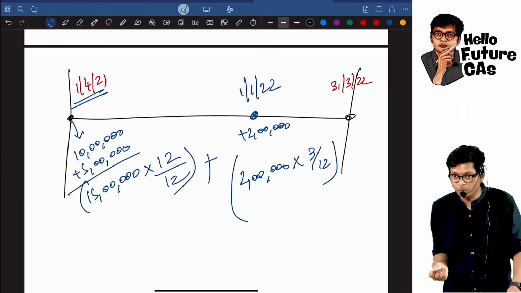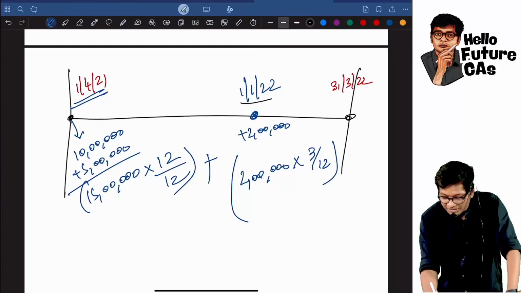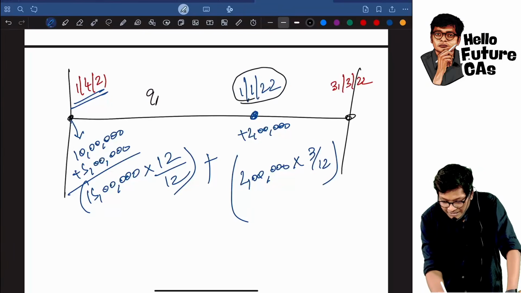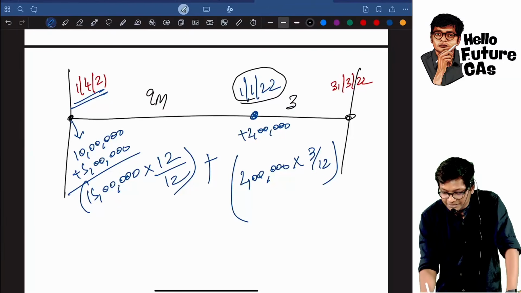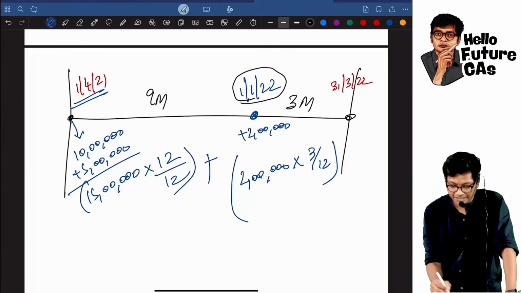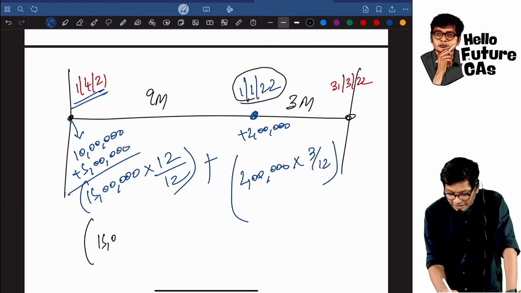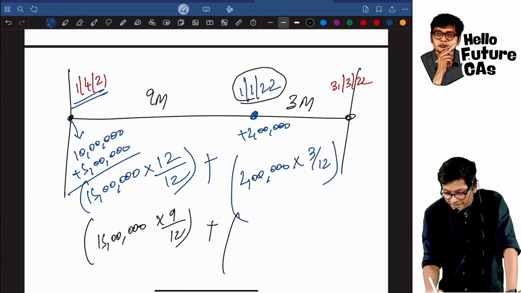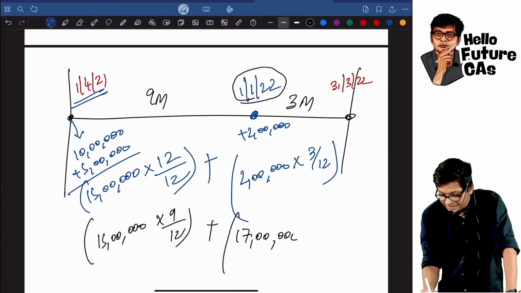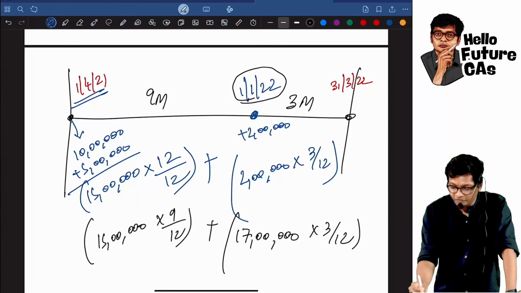Or, sir, I want to do time basis. Then what is time basis? First 9 months I will keep separate, and the next 3 months I will keep separately. For the first 9 months it will still be 15 lakhs into 9 by 12, plus for the next 3 months it will be 15 plus 2, 17 lakhs into 3 by 12. Which method? Your wish. The answer for both should be the same.